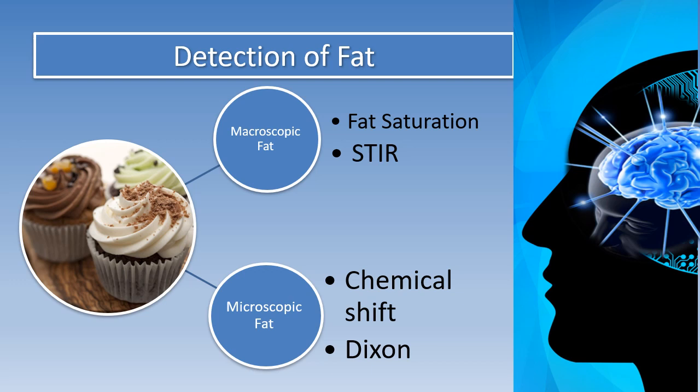So we have talked much about the detection of fat, so let us summarize it. Detection of fat could be done for macroscopic fat or microscopic fat. Macroscopic fat could be detected by fat saturation and FLAIR sequences related to the spin echo family, and the microscopic fat, related to the gradient echo family, could be detected by chemical shift and Dixon method.